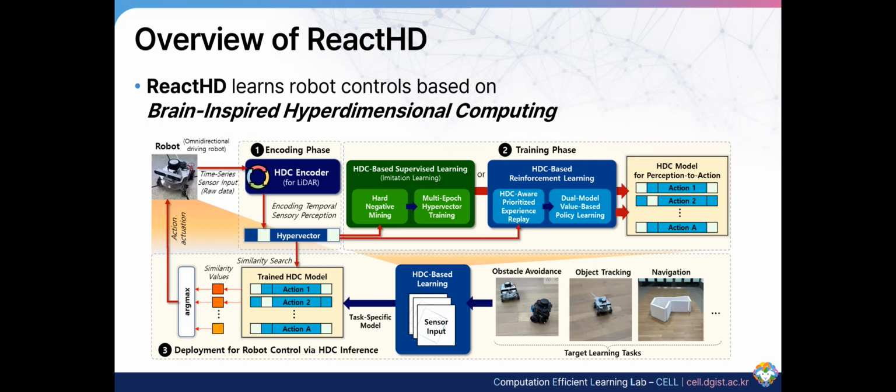And to show the effectiveness of our framework, we perform different tasks like obstacle avoidance, object tracking, or navigation. And all of them really work well in our framework. So I'd like to show examples of this during my talk.